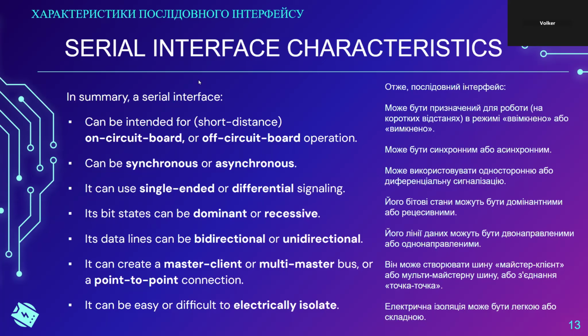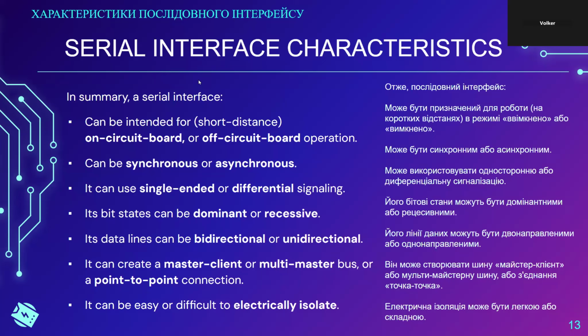A serial interface can be a synchronous interface or an asynchronous interface. Again, for the serial buses that we're talking about, a synchronous interface is one that provides a separate line for the bit synchronizing clock. If there's a separate clock line, it is generally a synchronous interface. It can use single-ended or differential signaling. Its bit states can be dominant or recessive, and both types have advantages and disadvantages. Its data lines can be bidirectional or unidirectional.